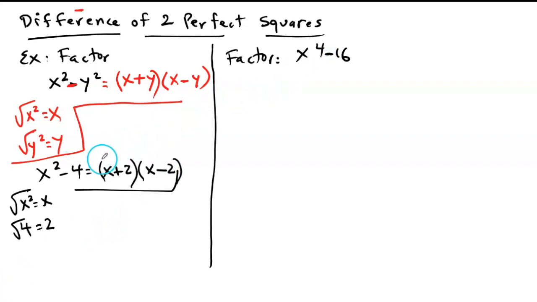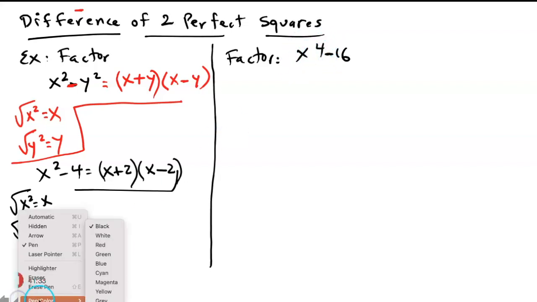So as you can see, the process is not difficult. The idea is to identify that this is a difference of squares. So I have x to the 4th power minus 16. I have a minus and two terms, so it could be a difference of two squares. Is 16 a perfect square? Yes. Is x to the 4th a perfect square? Yes. Any variable with an even exponent is a perfect square.